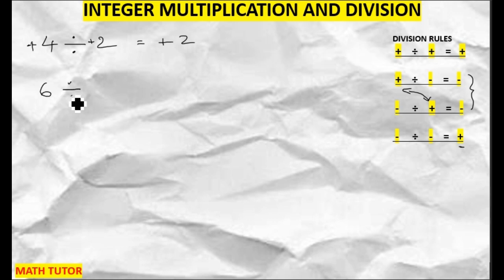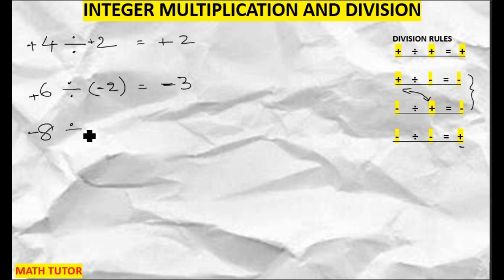6 divided by minus 2. So we have a positive number here and we have a negative integer. So it always results in a negative sign, and 6 divided by 2 equals 3. So 6 divided by minus 2 will become minus 3.